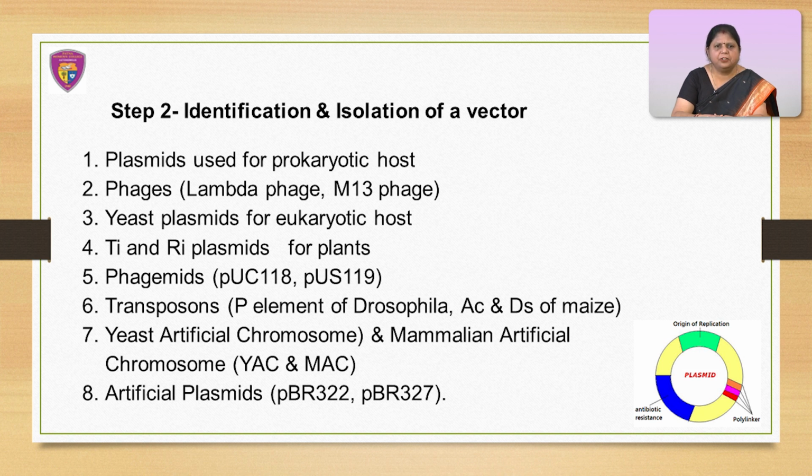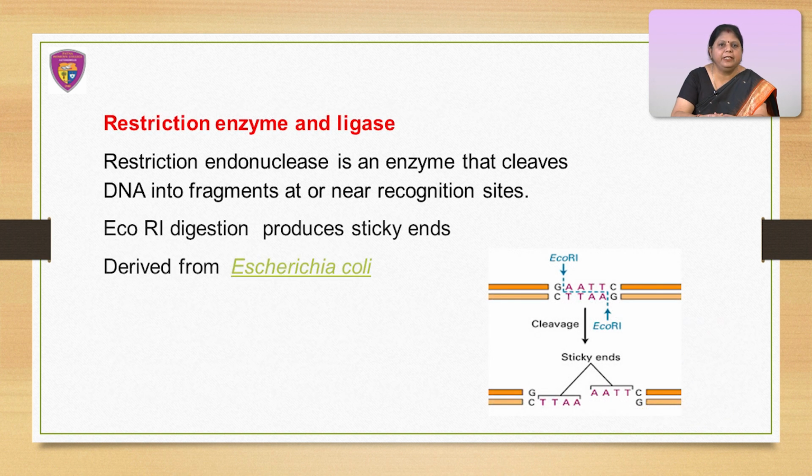There are a long list of vectors like phages, yeast plasmids, TI or RI plasmids of plants, phasmids, transposons, and so on. For eukaryotic cell we can use transposons, the yeast artificial chromosome, the mammalian artificial chromosome. There are artificial plasmids which have been produced, like pBR322 and pBR327, which have the desired characters for working as a suitable vector. For this we need two types of enzymes, restriction enzymes for cutting and ligase for joining.